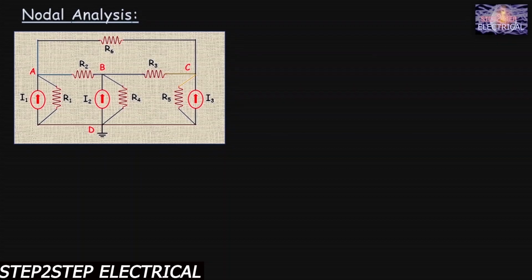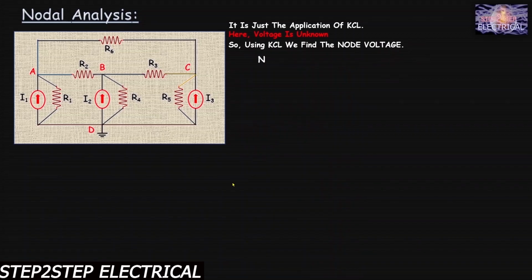Okay, so this is a circuit. As we have seen, we have assumed here nodes A, B, C and D. These all are the nodes. How to solve? This is our initial stage for nodal analysis: we have to assume the nodes, that is A, B, C and D, and you have to be very attentive while selecting the nodes. Nodal analysis is nothing but the application of KCL and Ohm's law. It is just the application of KCL, and here the voltage is unknown. The voltages at the nodes A, B, C and D are unknown. So using KCL we find the node voltage.